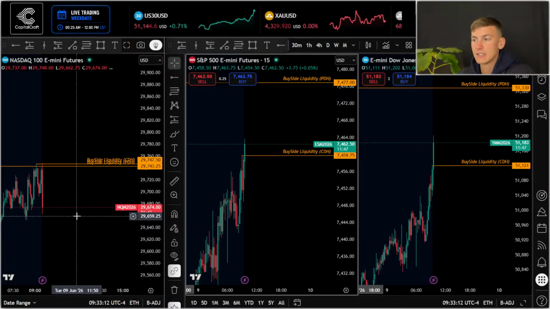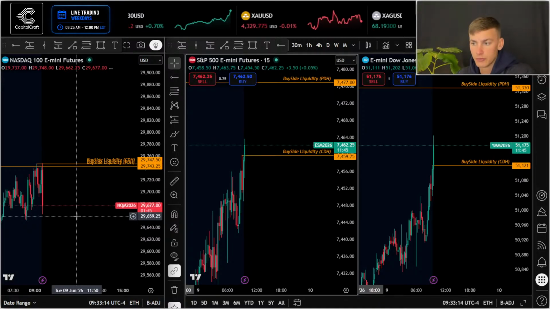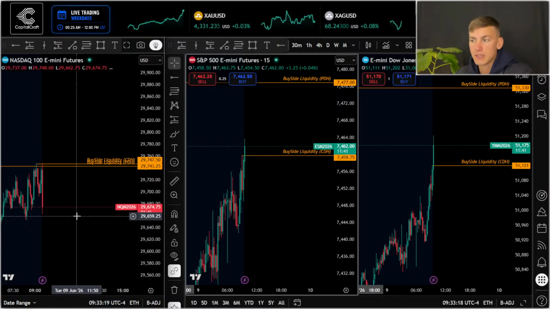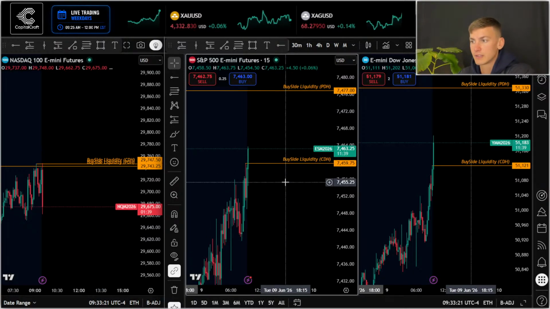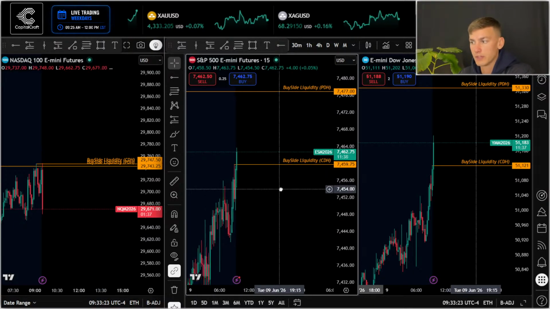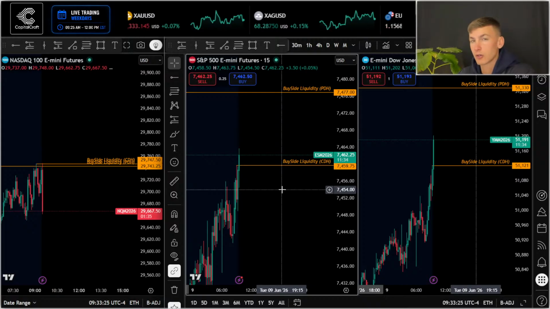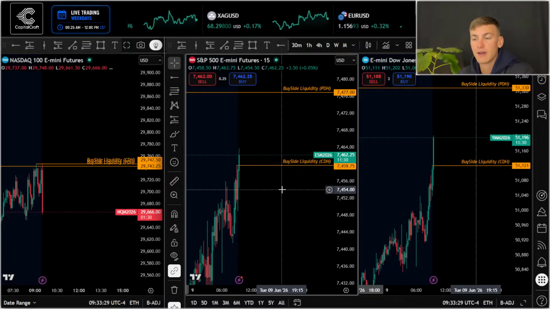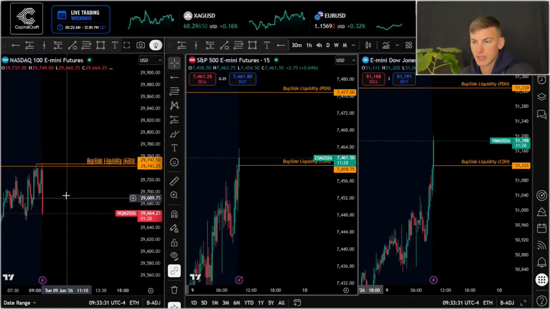Right now we can clearly see that the indices are not moving in tandem with one another. The Nasdaq is currently trading lower, whereas the S&P and the Dow are heading for their buy-side liquidity in the form of previous day high. Now, if we can get a long position before our S&P and Dow hit that previous day high, I'd be very comfortable in that particular model.